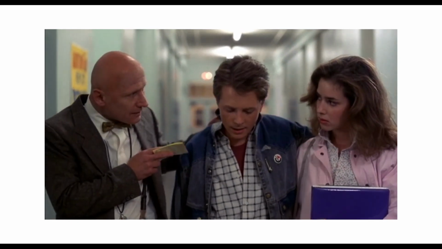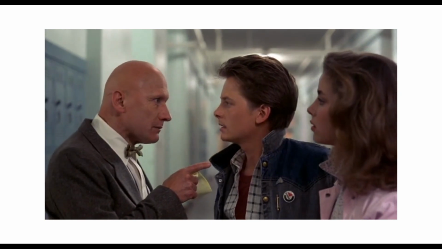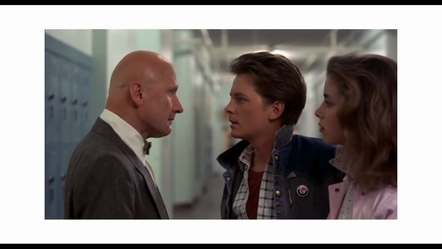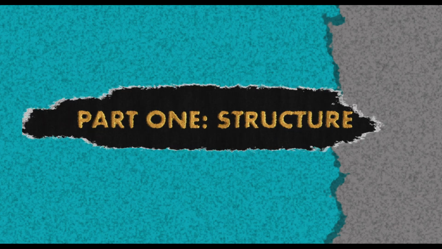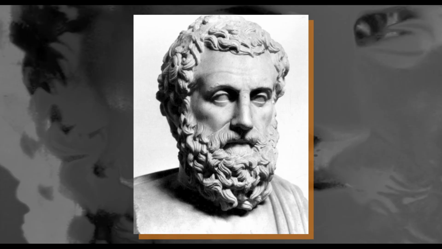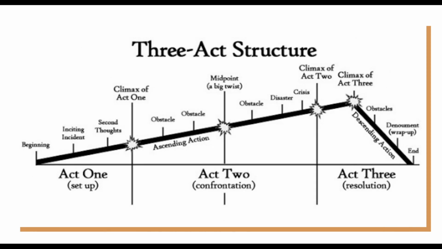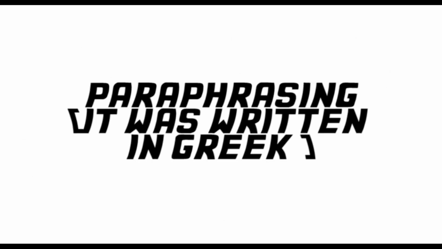Now, before we begin with how Back to the Future uses the 3-act structure, we got to learn what the 3-act structure is and where it came from. Way back in the time around 330 BC, the famous philosopher Aristotle wrote Aristotle's Poetics, and in this book he explains the 3-act structure that every good story follows. This is major paraphrasing, by the way. That's not word for word. That's not a quote either.